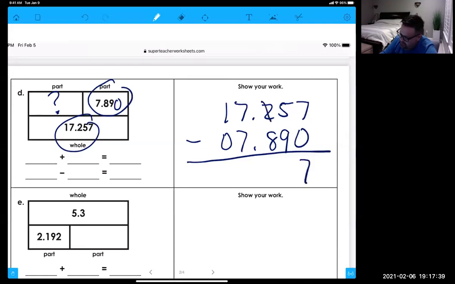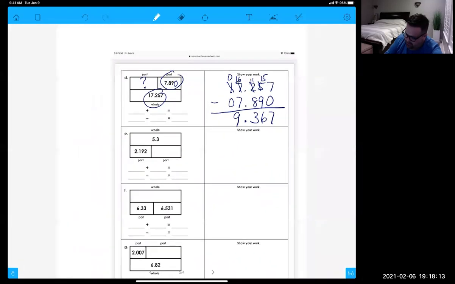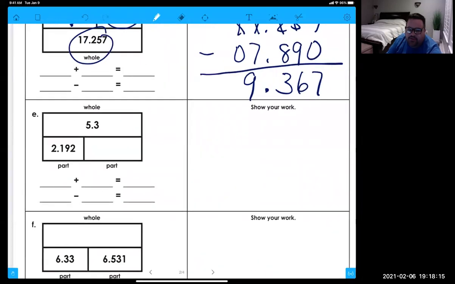7, 1, 6. See, they're getting tricky with the regrouping in this one. 9, 10, 11. Drop my decimal down. Got to regroup again. 7 minus 16 is 9. So your answer would be 9.367. Make sure you put that in exactly like that. Okay, so we got 2 more. Okay, pause me and do E.